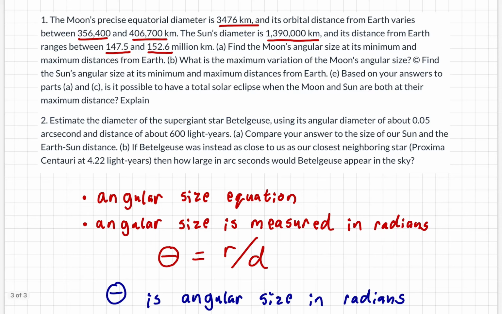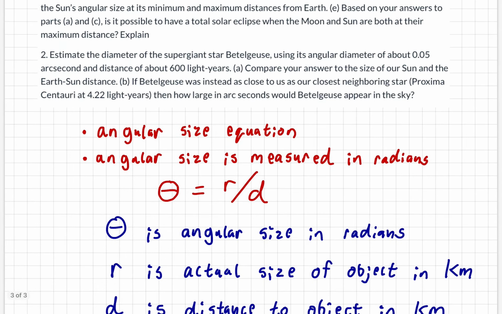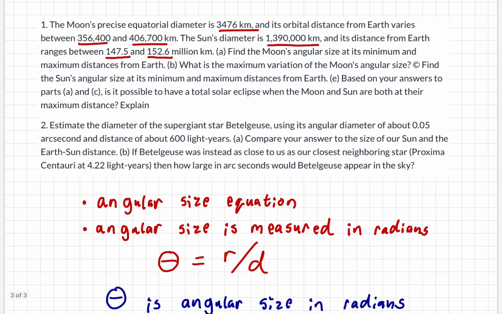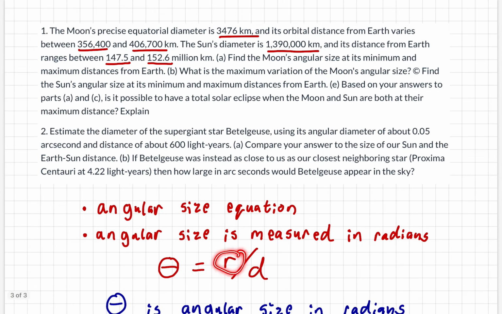So you're going to calculate those two numbers in part A. Simply report what they are, label them appropriately, okay? And again, using this formula, all right? And it's of course going to be the same moon, so you're going to use the same R both times. Then in part B, what is the maximum variation of the moon's angular size?